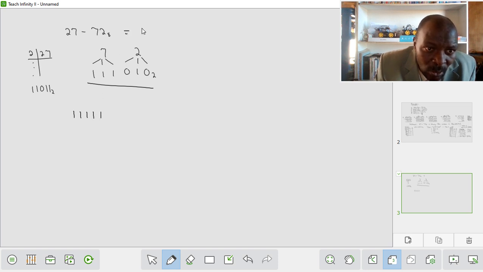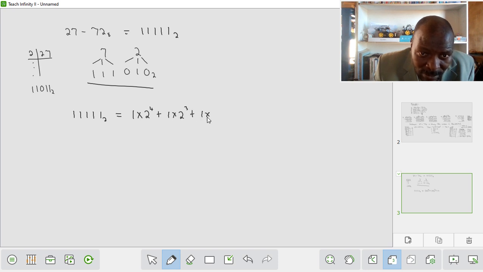Our answer here was 11111 to base 2, but we were asked to give this answer in hex. So we could have said 1 times 2 to the power of 4, plus 1 times 2 to the power of 3, plus 1 times 2 to the power of 2, plus 1 times 2 to the power of 1, plus 1 times 2 to the power of 0. This is 2 to the power of 4, 2 to the power of 3, 2 to the power of 2, 2 to the power of 1, 2 to the power of 0. So I could have then said this is 16 plus 8 plus 4 plus 2 plus, of course, 1.